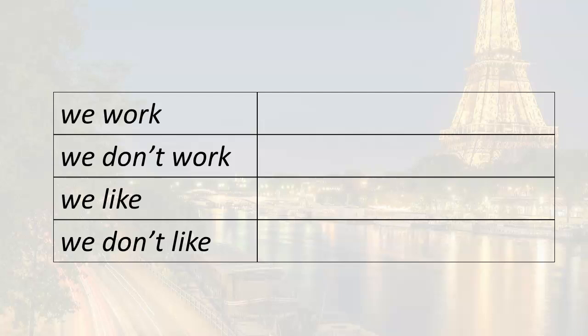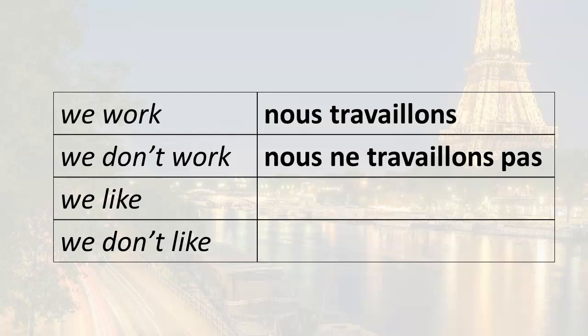So let's look at some examples with nous, which is the equivalent of we in English. We work. Nous travaillons. We don't work. Insert the ne before travaillons and the pas afterwards, and you have nous ne travaillons pas. Nous travaillons. Nous ne travaillons pas.